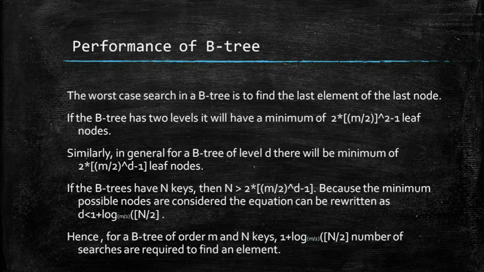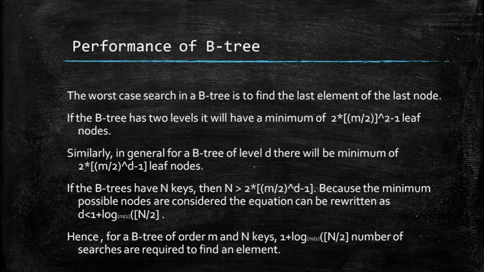Now we shall consider the performance of B trees. The worst case of searching in a B tree is when the last element of the last node is to be searched. In other words, the depth of the tree is an indicator of its worst case search. In general, a B tree of level d has a minimum of 2 times ceil(m/2) to the power of d minus 1 leaf nodes.